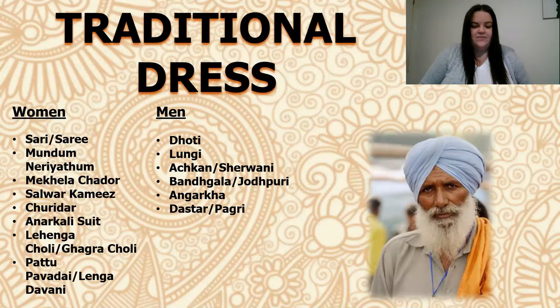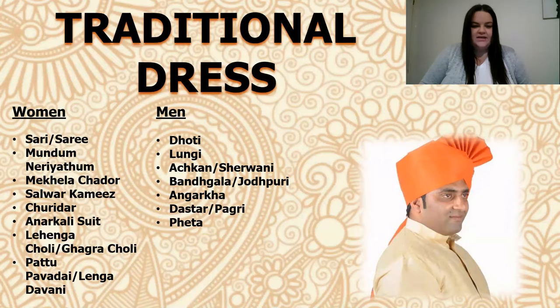Dastar or Pagri. This is a turban worn by the Sikh community in India. It is a symbol of faith representing values such as valor, honour and spirituality, among others. It is worn to protect the Sikhs' long, uncut hair. Peta. Peta is the Marathi name for turbans worn in the state of Maharashtra. It is usually worn during traditional ceremonies and occasions.